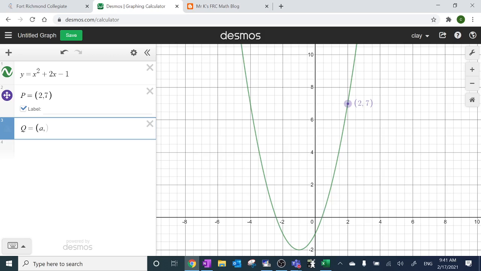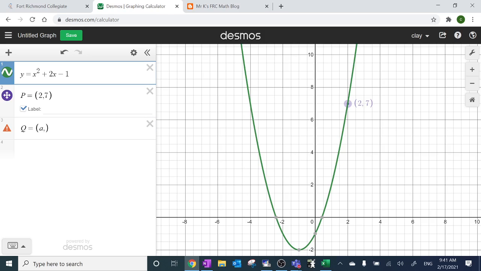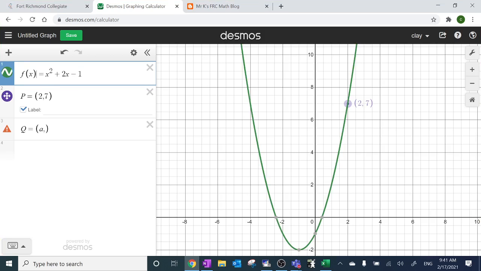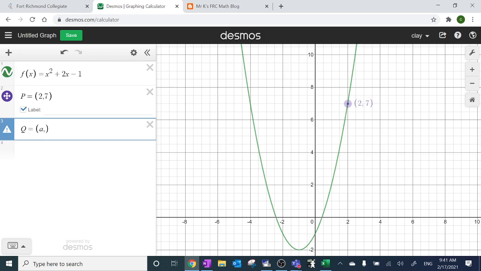And comma. Now the y coordinate of A is going to be whatever A is when I run it through this formula. So instead of calling this y, here's the importance of function notation. If I call this f of x instead of y, notice it doesn't change the graph any, it's still the same graph. But now I can tell Desmos, I want whatever the number a would be when I run it through this formula. So I don't have to type the formula over. I can just say, tell me what f of a is.